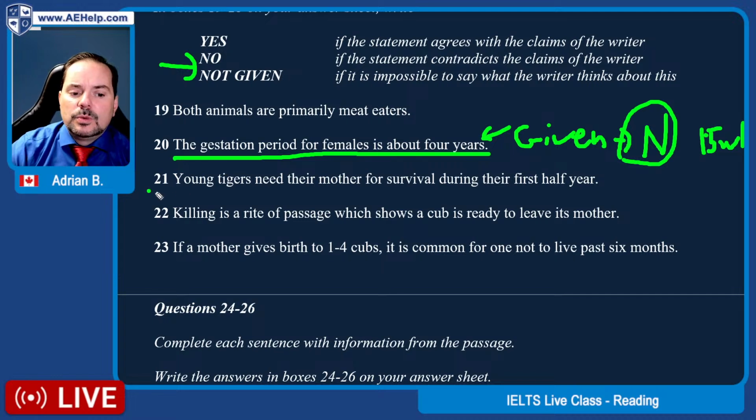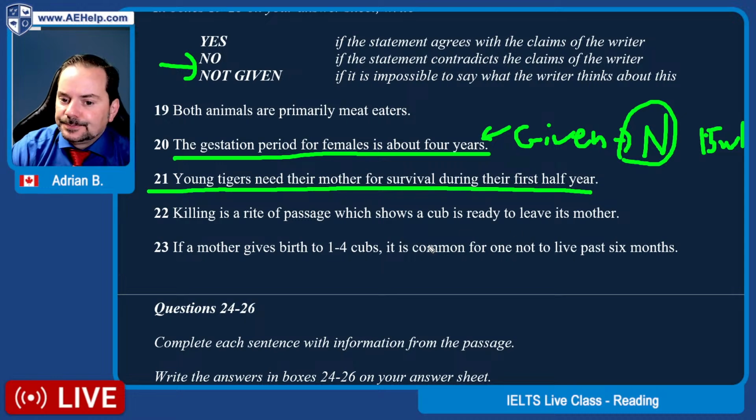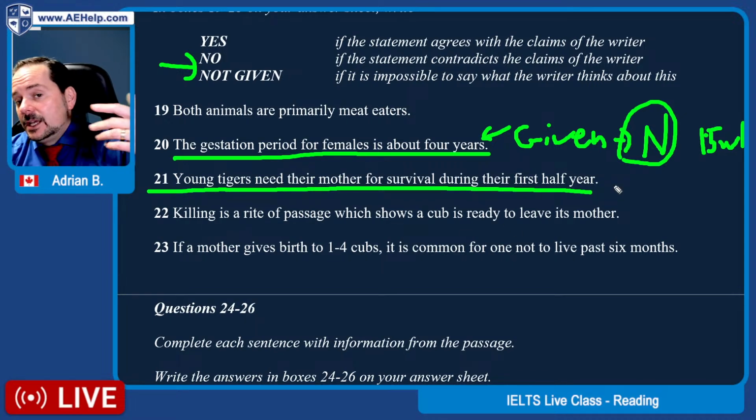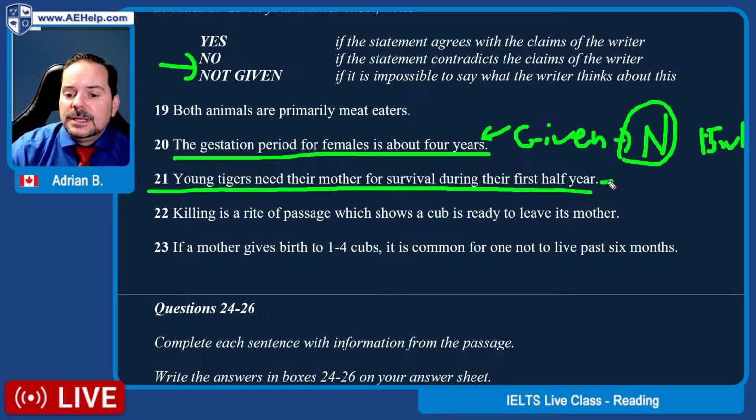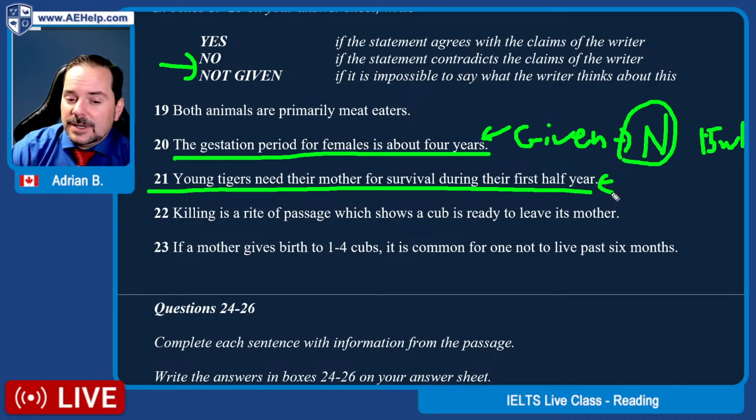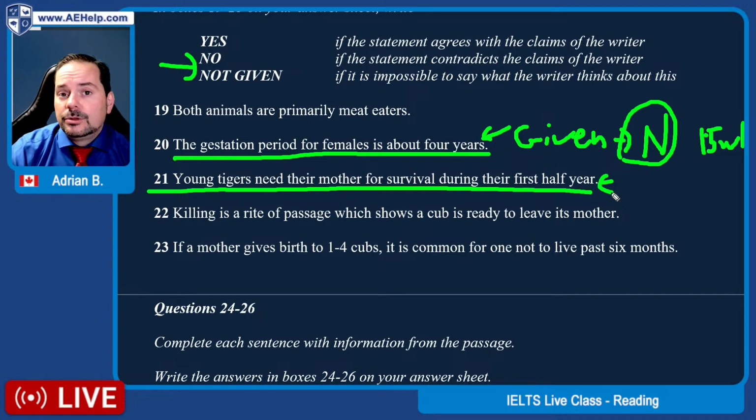Okay, number 21. Young tigers need their mother for survival during their first half year. Okay, so again, it's about the life cycle of the tiger. Is it going to be given? Will the author write information about the life cycle? So their birth, their youth, their young adulthood, their adulthood. So the cycle of life, absolutely, right?